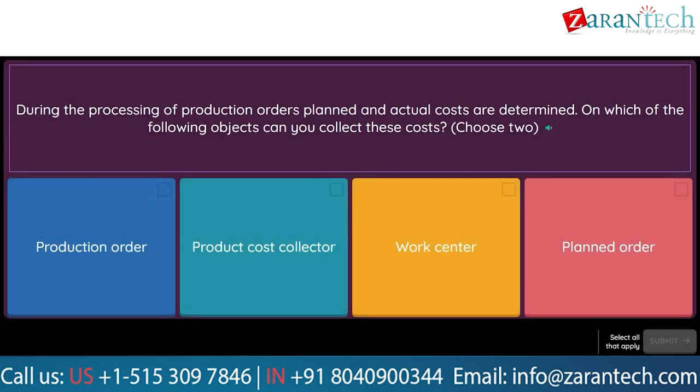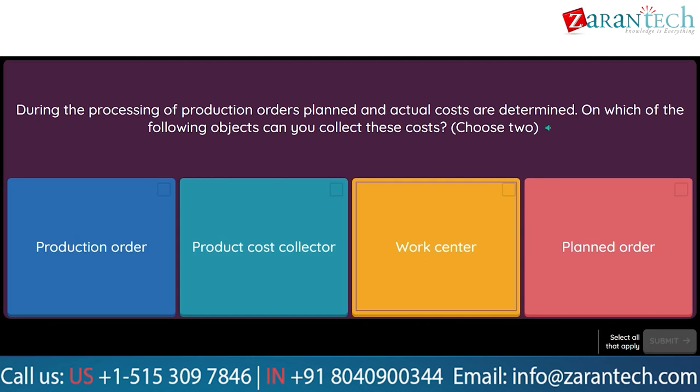Question, during the processing of production orders, planned and actual costs are determined. On which of the following objects can you collect these costs? Choose two. Option 1, production order. Option 2, product cost collector. Option 3, work center. Option 4, planned order.